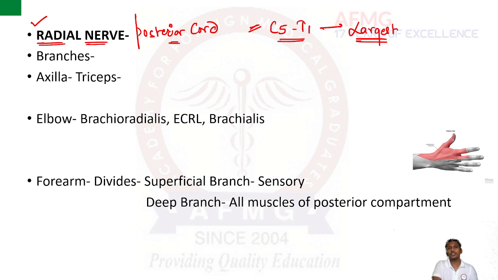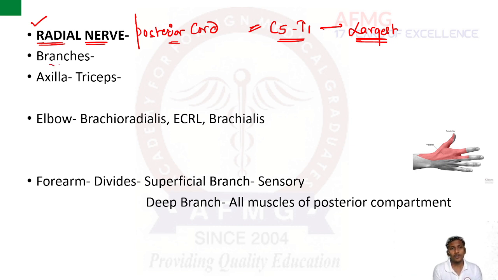And radial nerve, in short, we can understand, is responsible for innervation of the posterior compartment of the arm, the posterior compartment of the forearm and the dorsum of the hand. Okay, so please remember, radial nerve is responsible for almost all the posterior compartment of the upper limb.